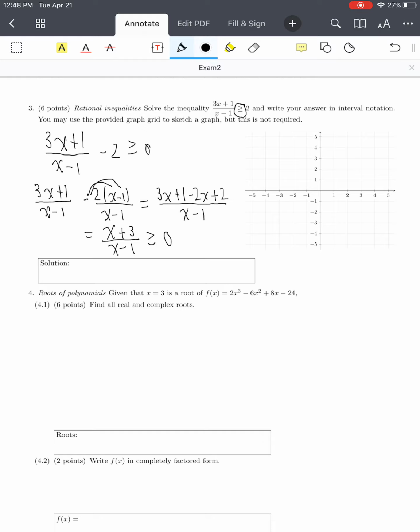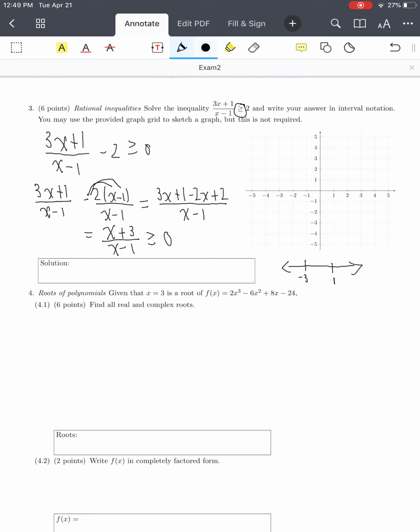So now we have it all simplified into one fraction, and it's greater than or equal to 0 on the right-hand side. Now we can just do a sign line to figure out when this is true. So our sign line, do it over here. I'm going to put what makes the numerator 0 and what makes the denominator 0. So the numerator is 0 at x equals negative 3. The denominator is 0 at x equals 1.